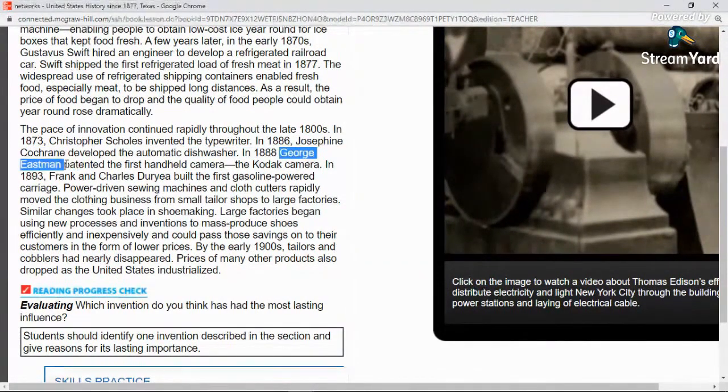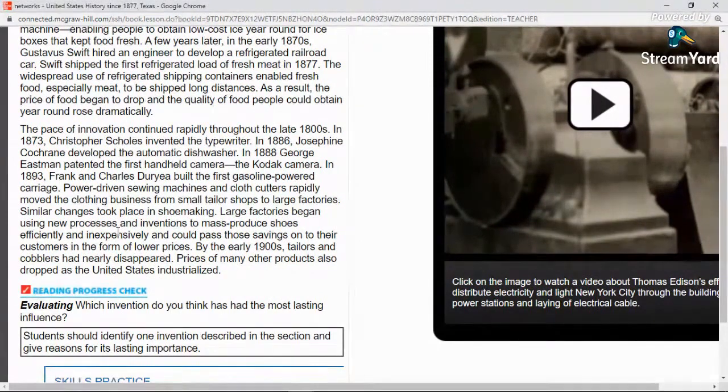George Eastman, the first handheld camera, the Kodak camera. Frank and Charles Duryea built the first gasoline-powered carriage. Uh-oh, we're getting almost to cars here, okay? Power-driven sewing machines and cloth cutters rapidly moved the clothing business, okay? A sewing machine is to make clothes. Large factories began using these new processes and inventions to mass produce shoes.